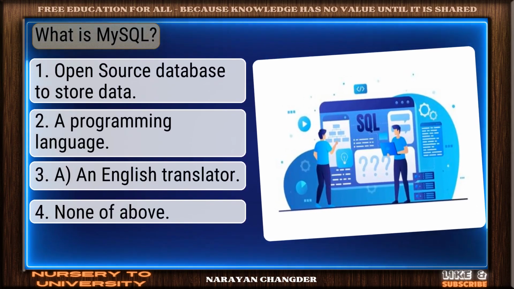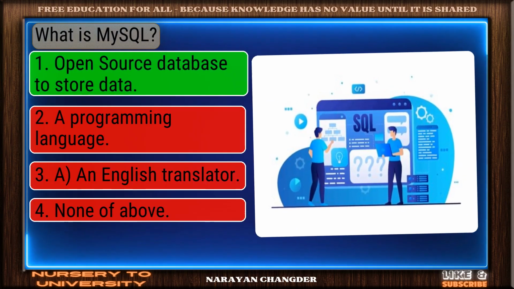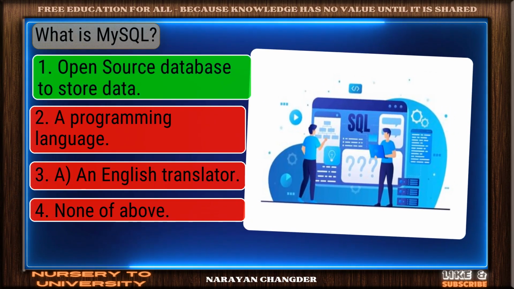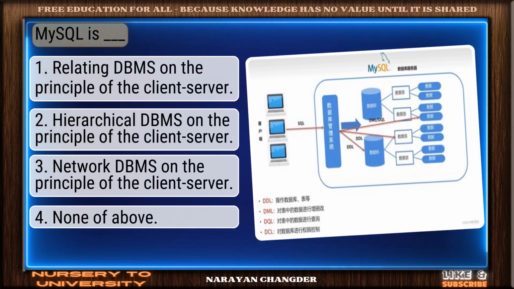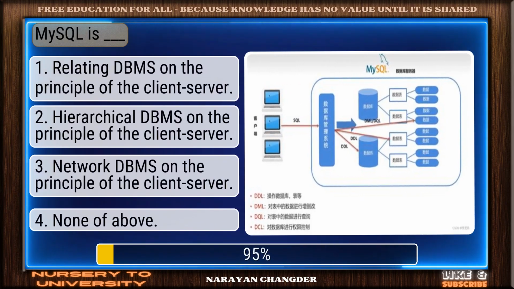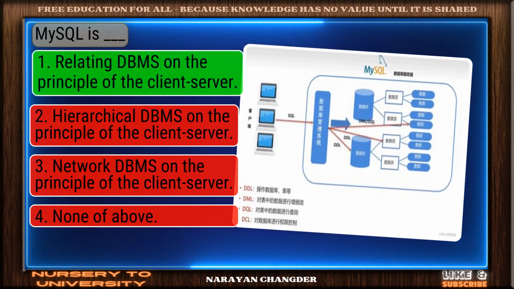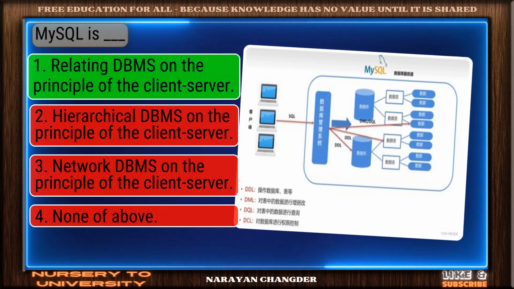Question number 79. What is MySQL? Clear logic. Your choice open source database to store data is sound and 100% true. Question number 80. MySQL is dash. Solid response. Relational DBMS based on the principle of client-server is a valid choice.